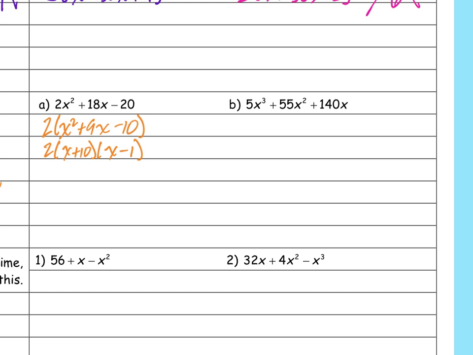Okay, and then on the second one, or number B, sorry, what can I take out of each term? Well, I can take a 5x out of each term, and that leaves me with x squared plus 11x plus 28. And then I need two numbers that multiply to be 28 and add to be 11. And that's 7 and 4. So 5x times x plus 7 times x plus 4. Okay?